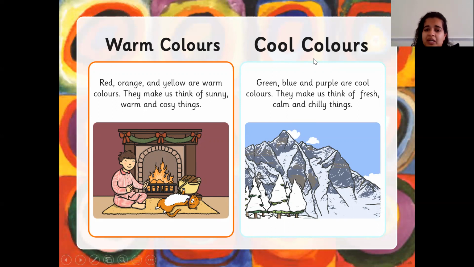Then you have your cool colors. Green, blue, and purple are all cool colors. They make you think of fresh, calm, and chilly things. So you think about the blue sky, you think about snow, you think about trees, and all of those are quite fresh. They're quite cool.